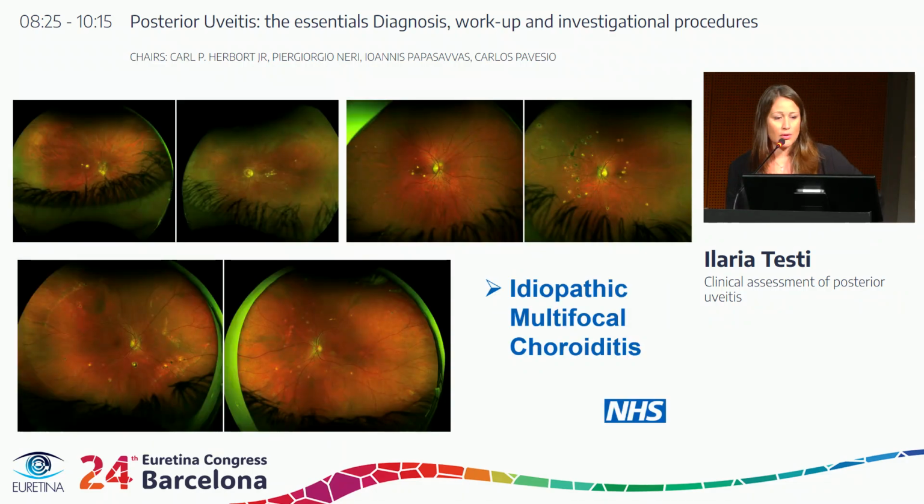So idiopathic multifocal choroiditis, we have PIC and multifocal choroiditis. The two conditions are differentiated based on the location of the lesions. You can see on your right, top right, multifocal choroiditis, you can have lesions also in the periphery of the retina, while top left you have PIC. Usually the lesions are confined to the posterior pole. In PIC, usually you don't have intraocular inflammation, while you can have inflammation in multifocal choroiditis. These conditions are characterized by multiple atrophic chorioretinal scars, and they can be complicated quite frequently by CNV.